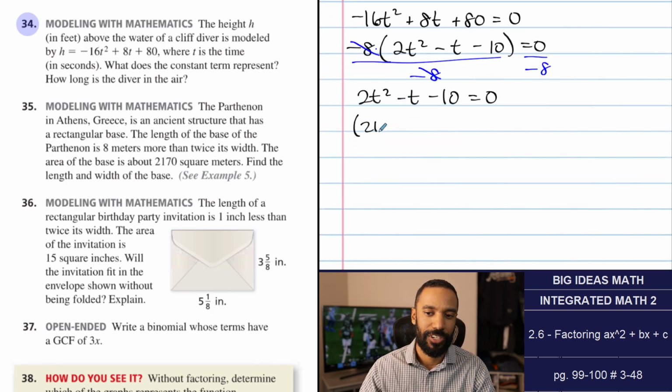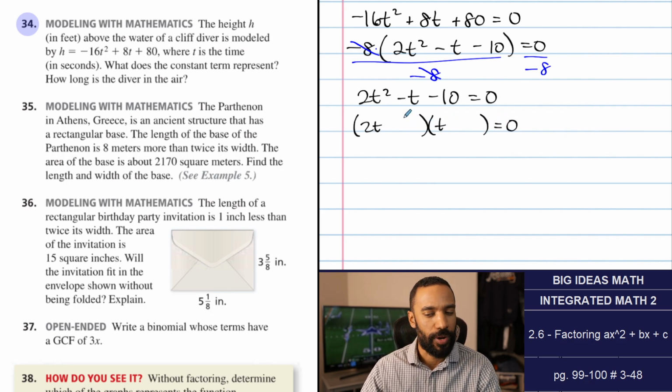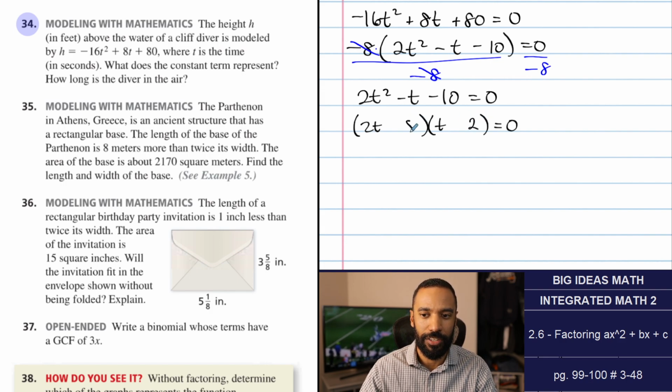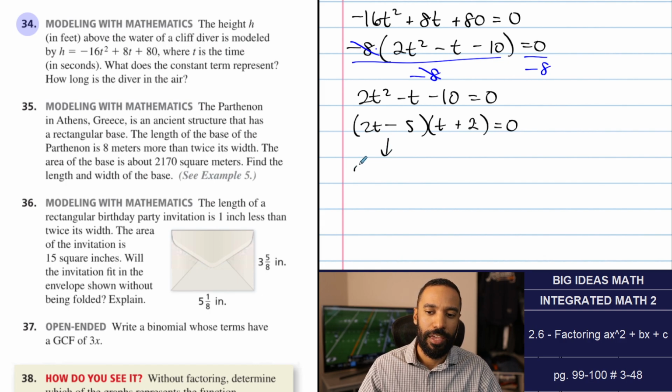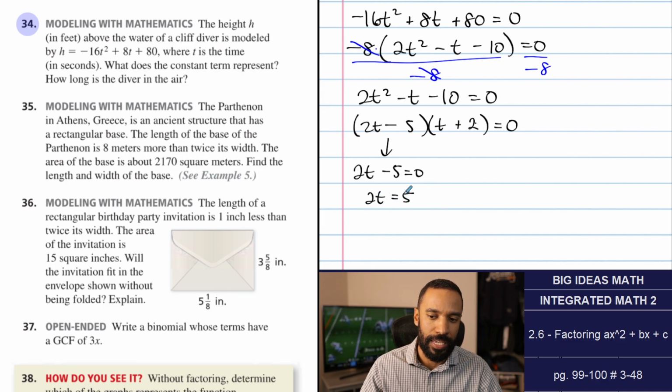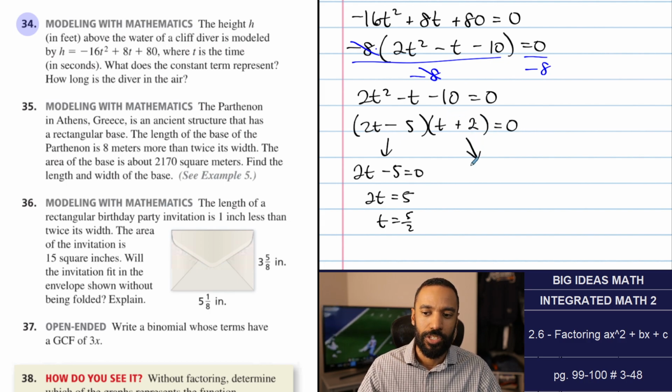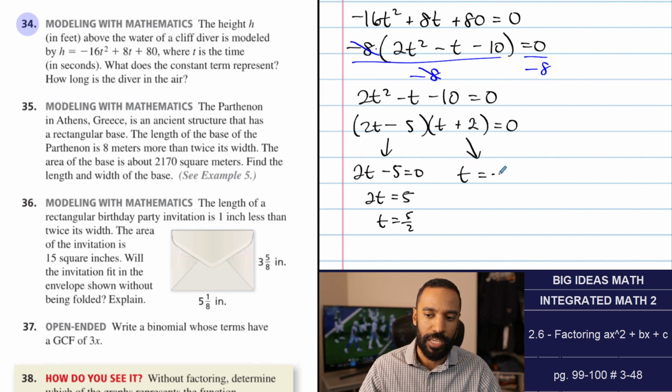Where? Let's factor. 2t and t. It's either 10 and 1 or 5 and 2. Let's try 5 and 2, but the 2 would have to go over here. The 5 would have to go over here. Minus 2 and 5. Let's see. Negative 4 plus 5 is positive 1. I need negative 1, so let's swap that. Negative 5 plus 2. There it is. 4 minus 5 is negative 1. So if 2t minus 5 equals 0, we add 5 to both sides and we divide by 2 and we get 5 halves. Here, if we subtract 2, t plus 2 equals 0, we get t is negative 2.